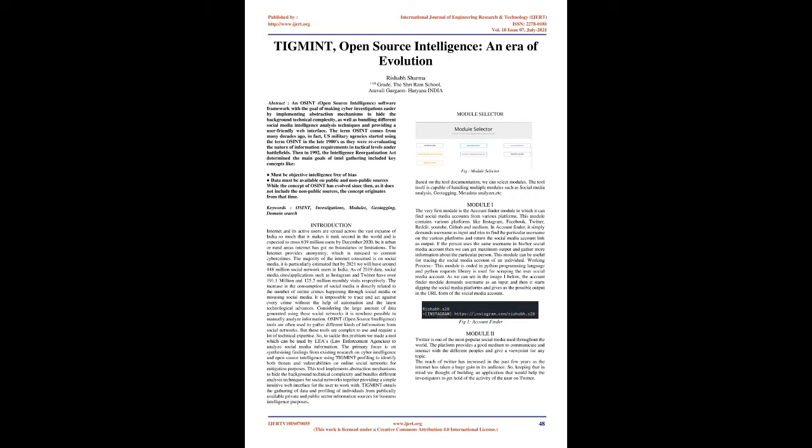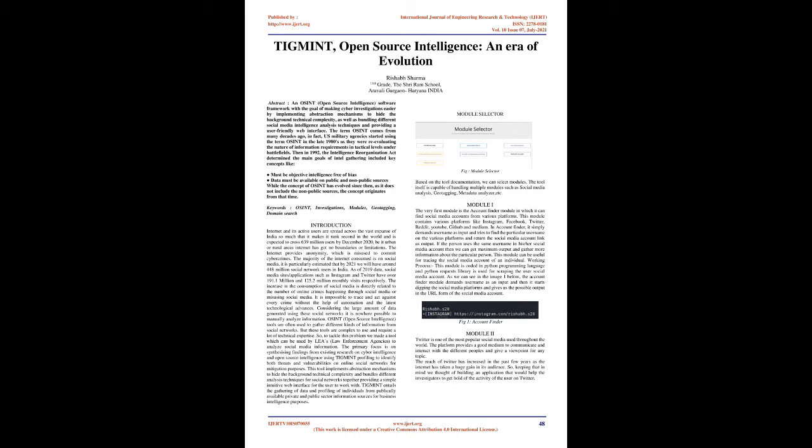In fact, U.S. military agencies started using the term OSINT in the late 1980s as they were re-evaluating the nature of information requirements in tactical levels under battlefields. Then in 1992, the Intelligence Reorganization Act determined the main goals of intel gathering included key concepts like: must be objective intelligence free of bias. Data must be available on public and non-public sources, while the concept of OSINT has evolved since then. As it does not include the non-public sources, the concept originates from that time.